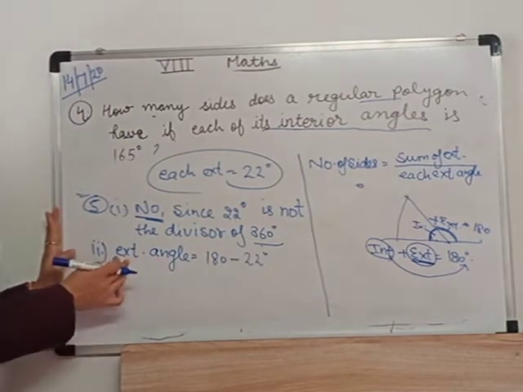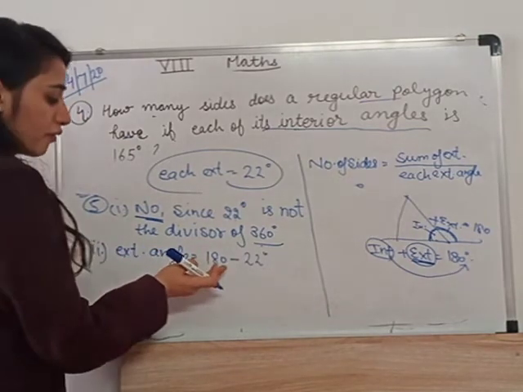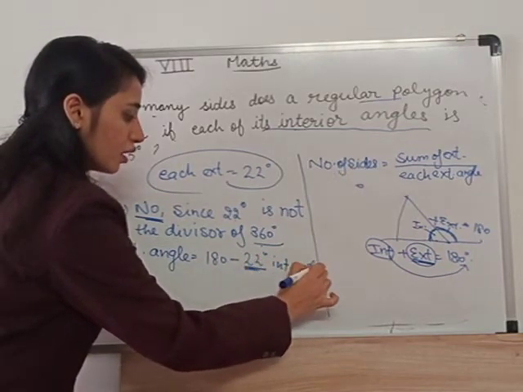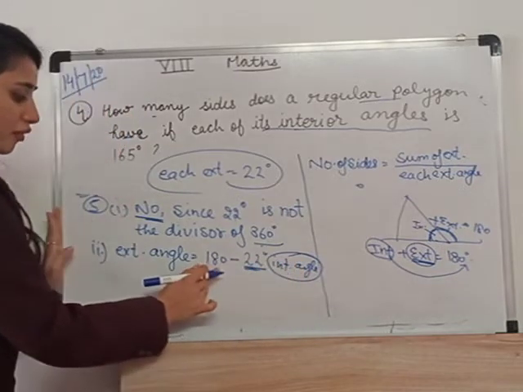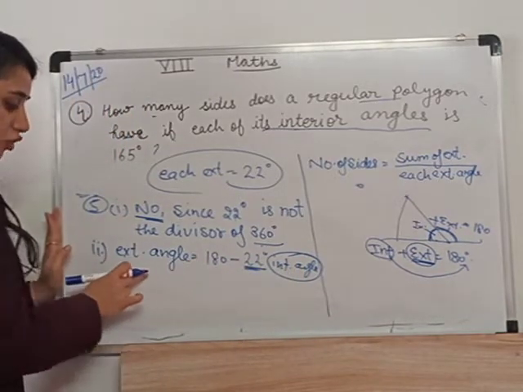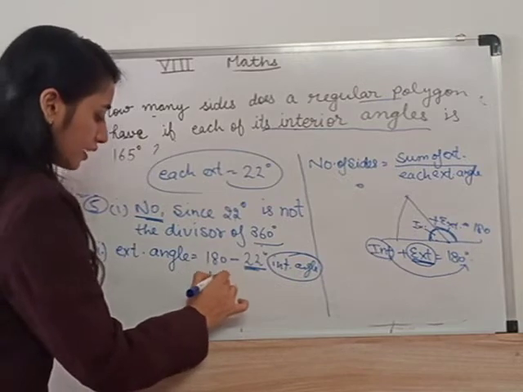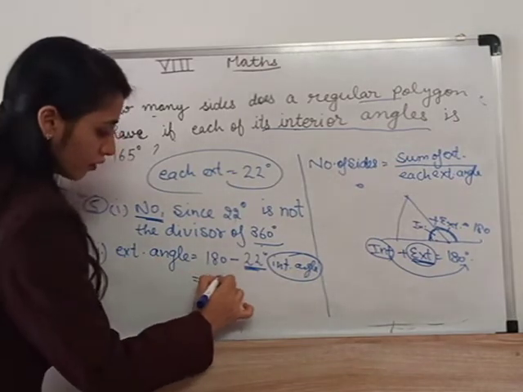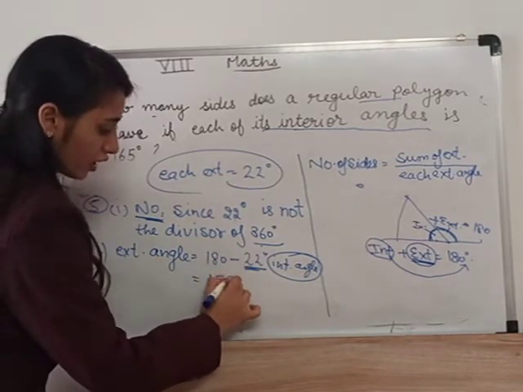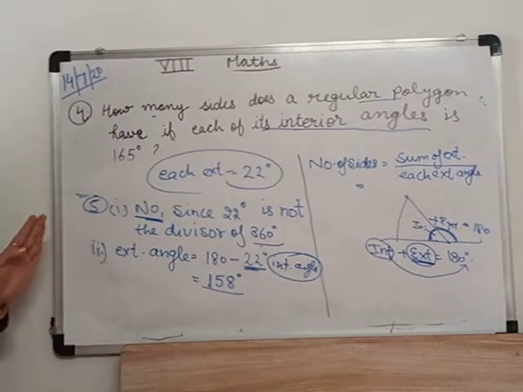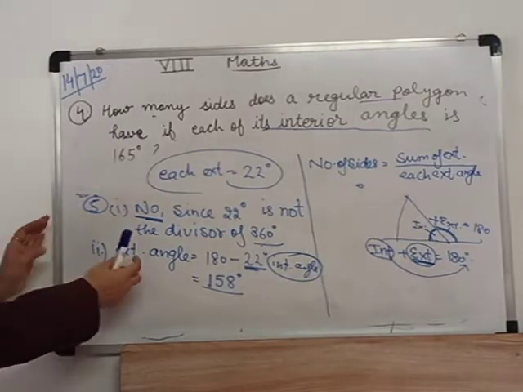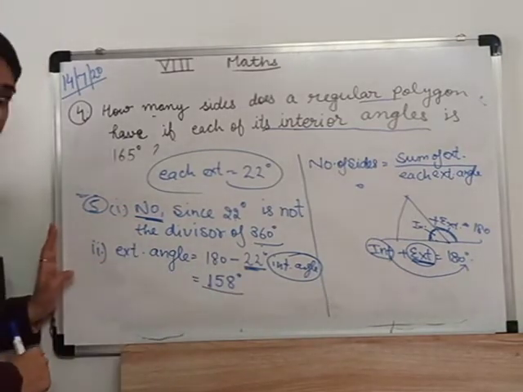Exterior angle, how can we find its value? When we subtract the interior angle, this is the interior angle, from 180, then we get the value of the exterior angle. When 22 is subtracted from 180, it becomes 158 degrees. And 158 degrees is also not a divisor of 360, because now the exterior angle is 158.